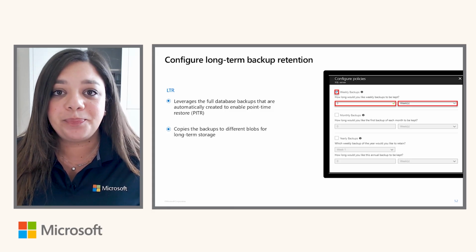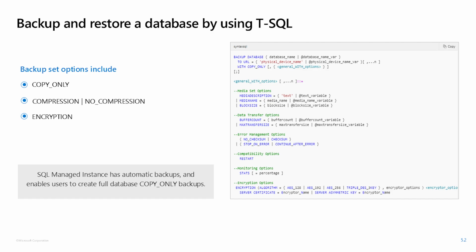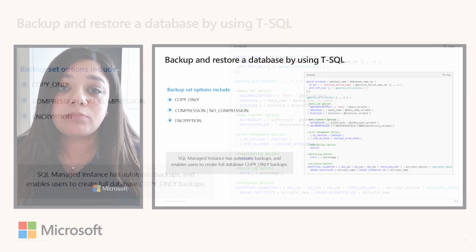and archiving. For the DP-300 exam, you also need to know how to perform database backups and restores using T-SQL. We have different key backup set options. We have copy-only, compression, no compression, and also encryption, which enables encrypted backups for additional security. So know about those as well.